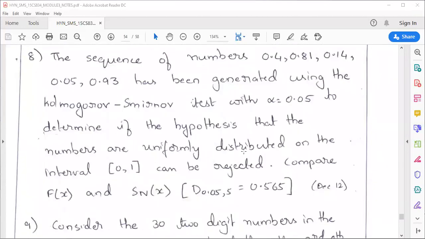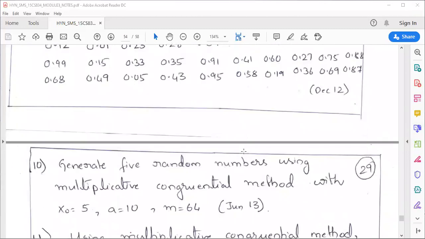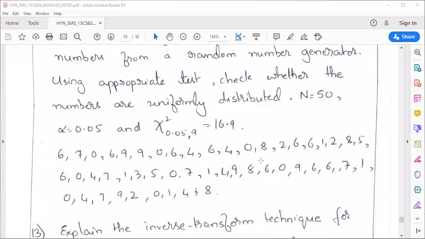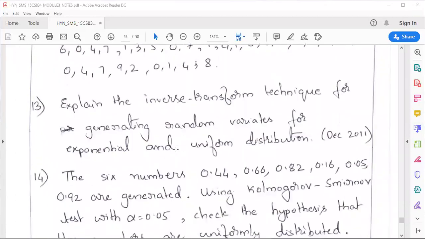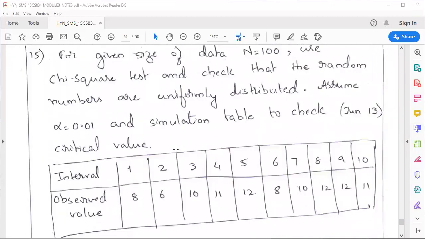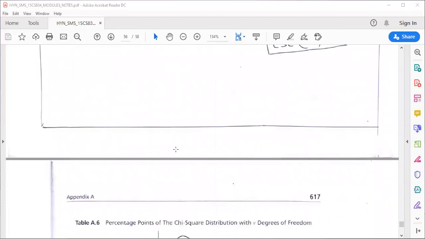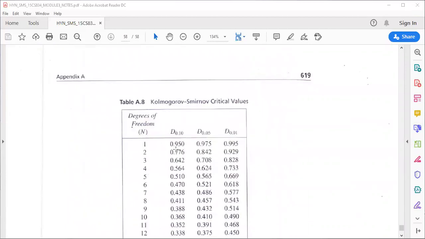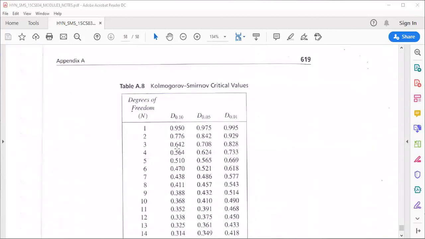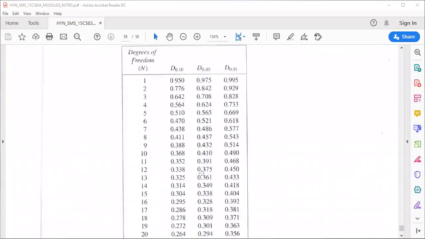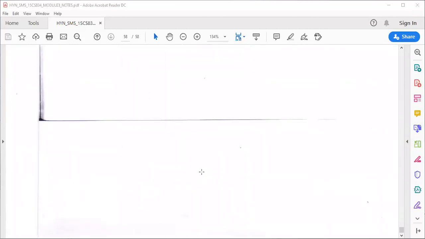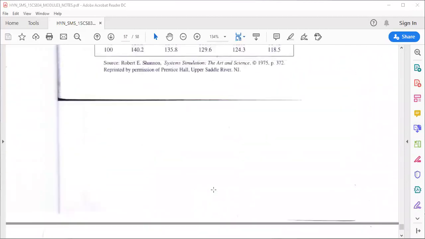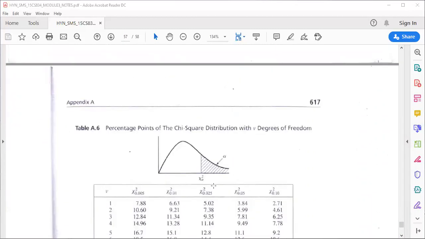You can call me or message me if you have any doubts with respect to all these problems. All these problems are based on your linear congruential method and your combined linear congruential method, Kolmogorov-Smirnov test, chi-square test, autocorrelation test, and also your Poisson variates, which is acceptance rejection technique, right. At the end of the notes, in the last pages, you can find your Kolmogorov-Smirnov critical values. All these are values taken from your simulation textbook, right. So at the end we have the simulation table, where we have all these critical values which will be made use of in our problems.